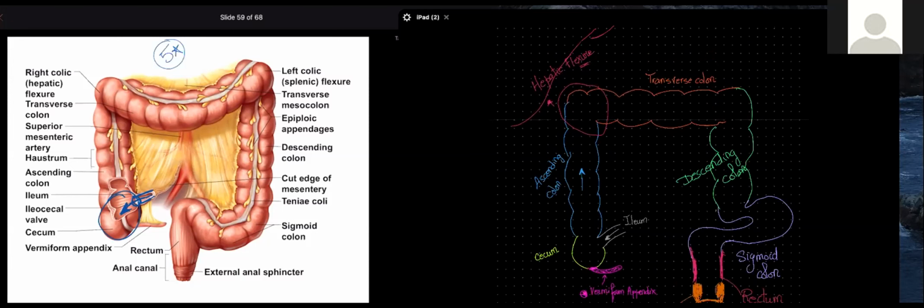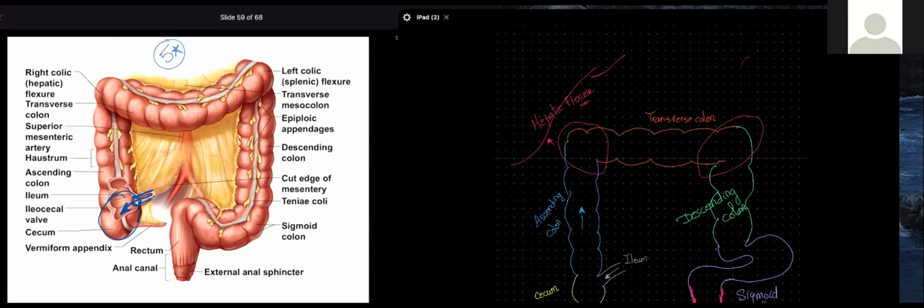If you see on here, the flexure that I have between the transverse colon and the descending colon is going to be on the same side as the spleen. On the left side, we've got the spleen. On the right side, we've got the liver. So the right flexure is called the hepatic flexure, and the left flexure is called the splenic flexure because it's on the same side as the spleen.